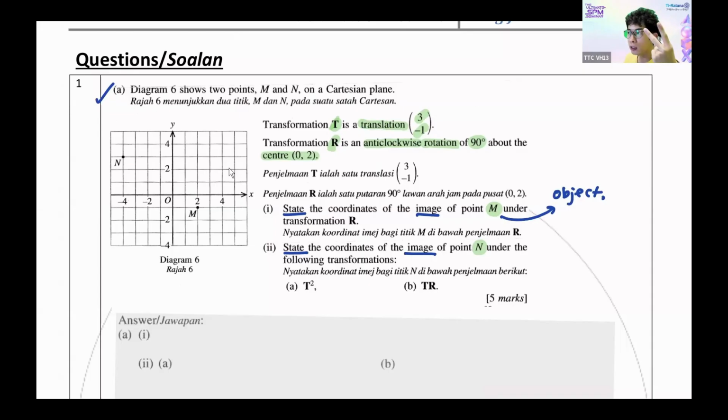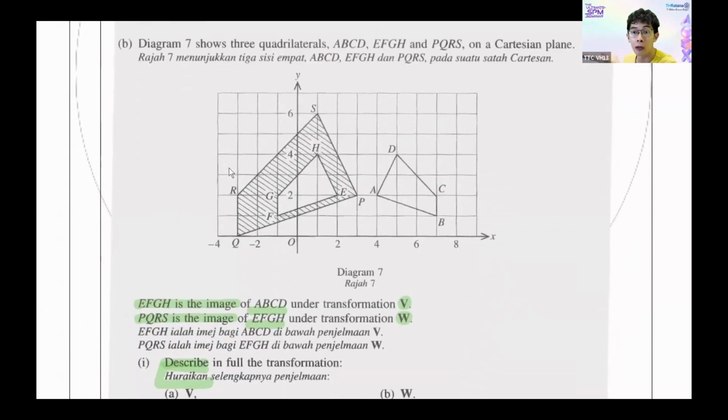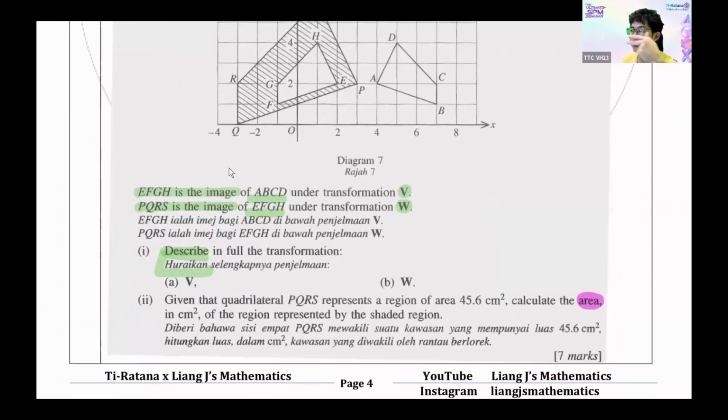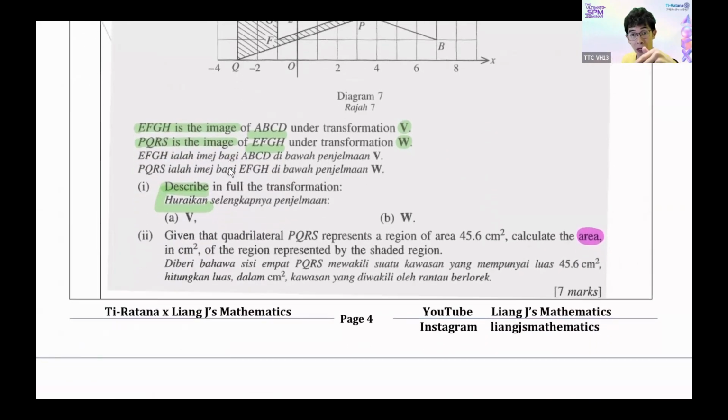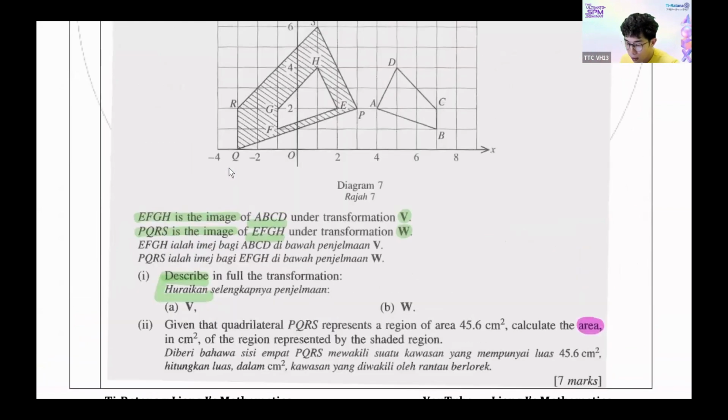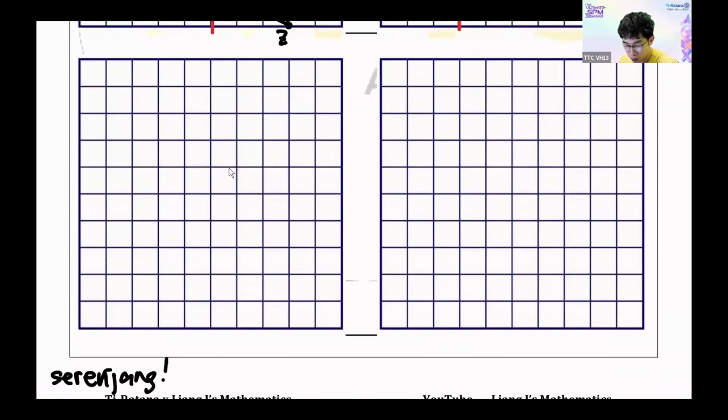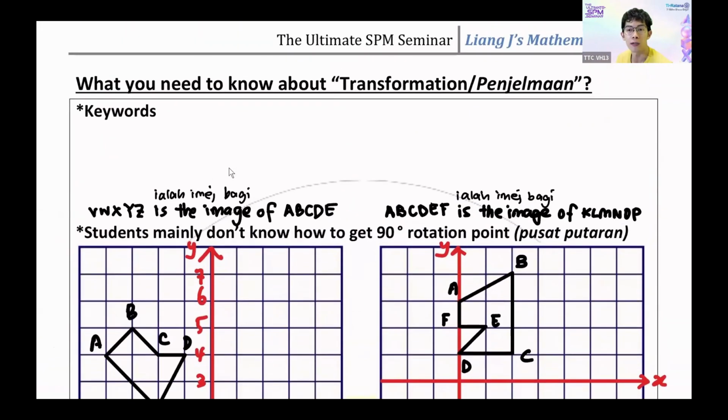And the second question in the 12 marks question, they will ask you about describing. They give you the proper object and image, you tell them the transformation, then you write the proper one. That's the second version. And of course, the third one is about area. So you know the full frame already, you know how they ask already. I'm going to teach you how to tackle using proper keywords.